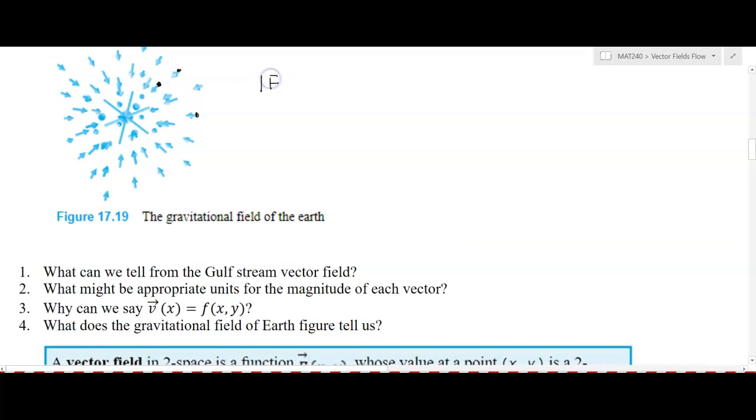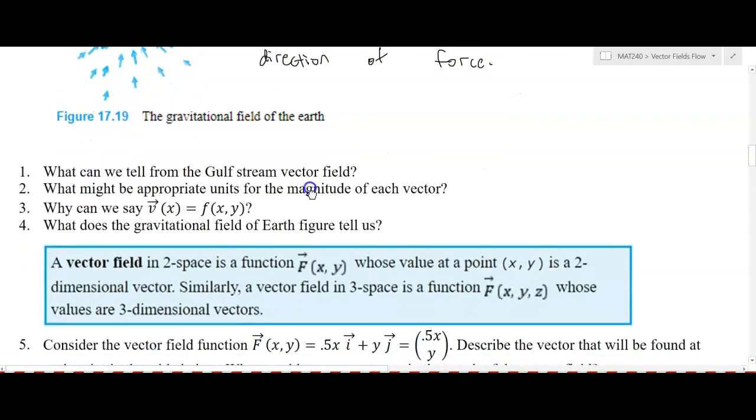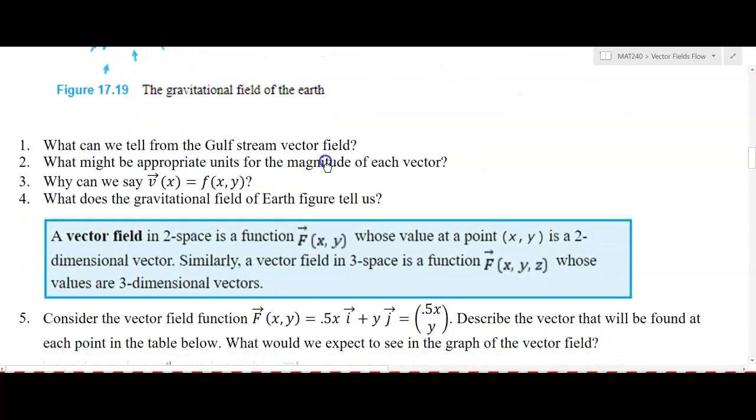So we've already kind of mentioned that, oh, and then here we can also say that the magnitude of F is the size of the force, and direction of F is the direction of force. So we've kind of already mentioned a few of these questions here with some talking points. I think we're ready to define what a vector field is.